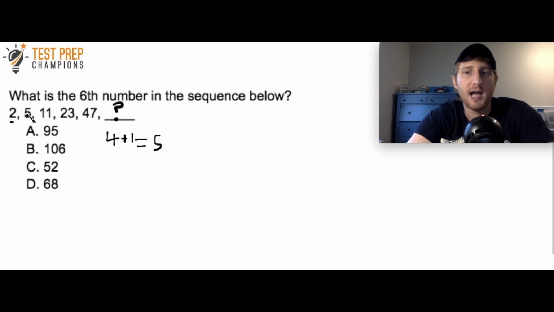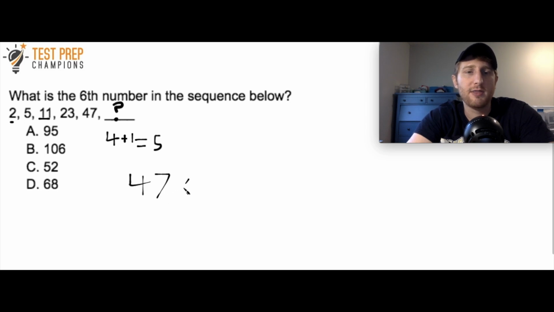So if I take my 5 and I double it, I get 10. If I add 1 to that, I get 11. All right, same thing with the 11. 11 times 2 is 22, plus 1 gets us 23. And hopefully you see the pattern here is that each number, we're going to double it and add 1.